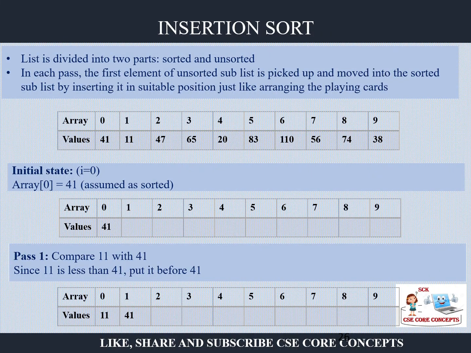Next, I am going to pick up the next element from my unsorted list, that is 11. Now I will compare 11 with 41, right? And since 11 is less than 41, I will insert it, and that is what makes it insertion sort. So I will insert 11 before 41. So my 0th element right now is 11 and the first element becomes 41.